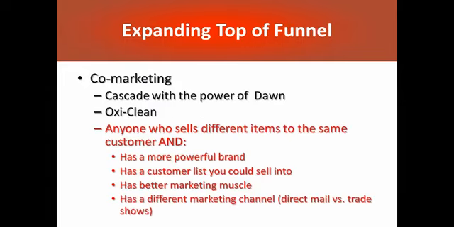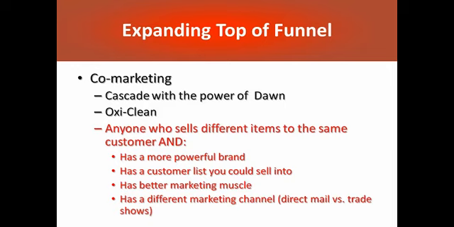All right, back to how we get stuff. We talked about these before. The new methods that are working, and these are offline methods. Co-marketing, meaning marketing with other people. You've seen all these products that use other products, Cascade with the power of Dawn, or OxyClean. Believe it or not, you can actually go to Procter & Gamble and license with the power of Dawn, or OxyClean, or with Tide, that you can literally pay to co-brand these things. It's almost like a franchise fee.